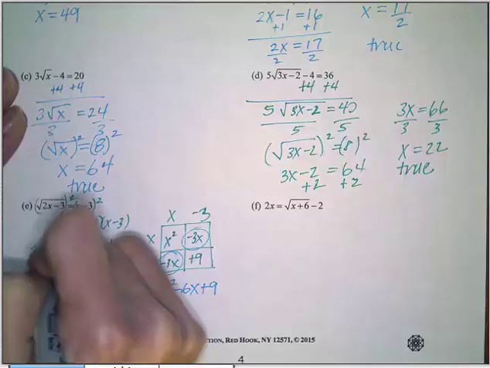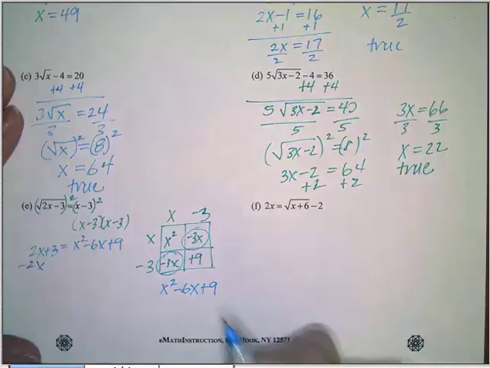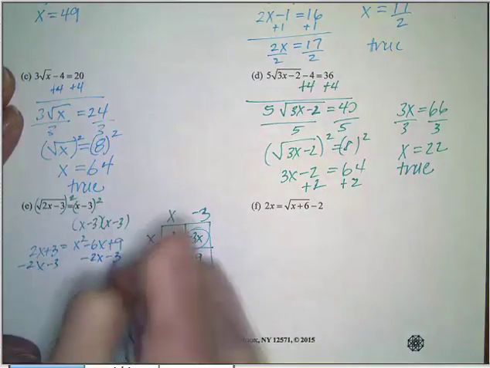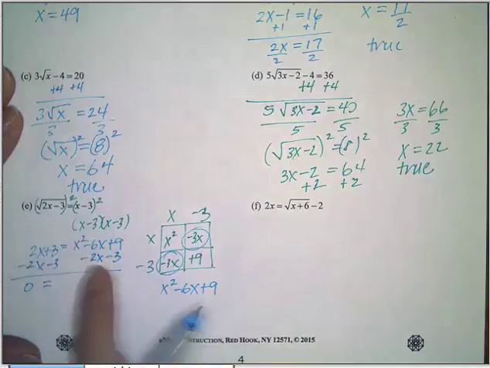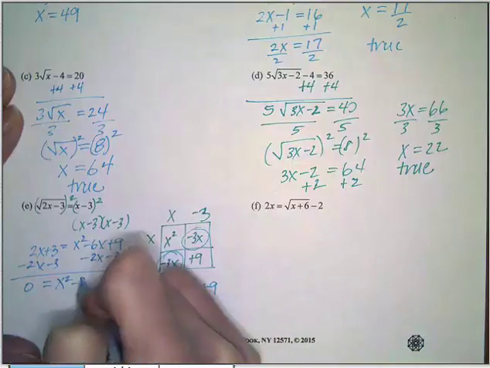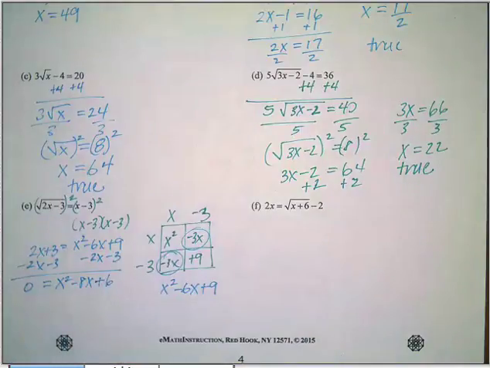So 2x plus 3. Just like we've said many times before, as soon as I have an exponent, I'm going to want to get it equal to 0 and factor. So I'm going to subtract 2x and subtract 3, and notice I put them under the like terms. So x squared stays the same, negative 6x and negative 2x is negative 8x, 9 minus 3 is positive 6.